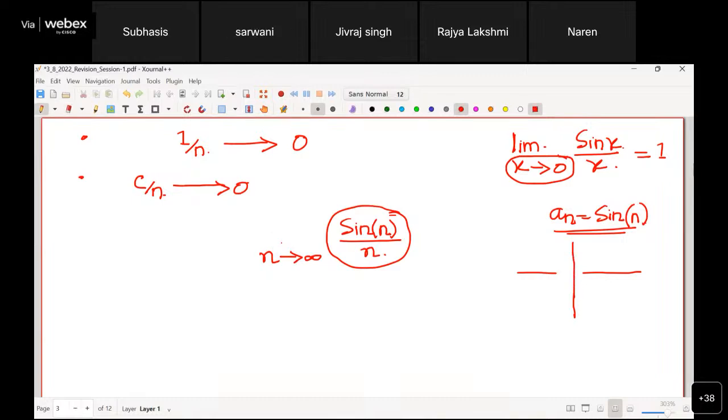If nothing is mentioned, should we take n tends to infinity or n tends to 0? For that, you should check the definition of the limit of the sequence. Again, as I said, you are mixing two, three things. It asks you to find the limit of the sequence, but instead you are trying to find the limit of the function. Instead of taking sine n by n, you are taking sine x by x and the limit as x tends to 0. These are completely two different things.